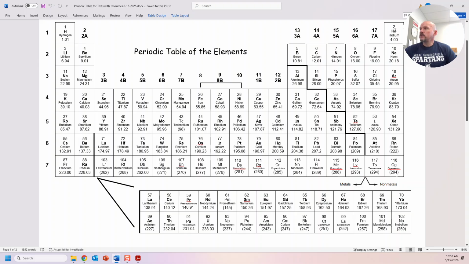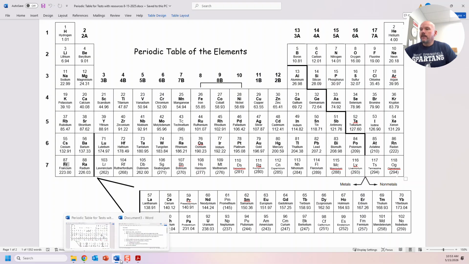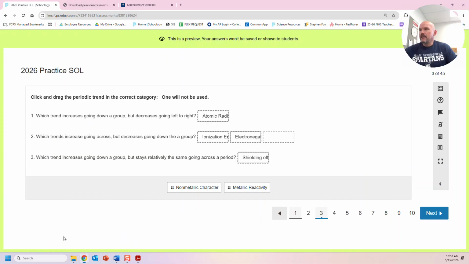Remember, metals lose electrons, so the lower ionization energy is the most metallic. So you become more metallic as you go down and to the left, and you become less metallic as you go up and to the right. So non-metallic character increases going up to fluorine. Fluorine is the best non-metal, whereas francium is the best metal. So if we go back to the test, it would be non-metallic character that has the same trend as electronegativity.